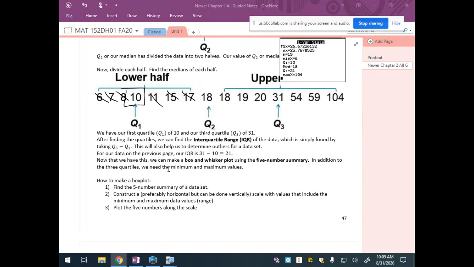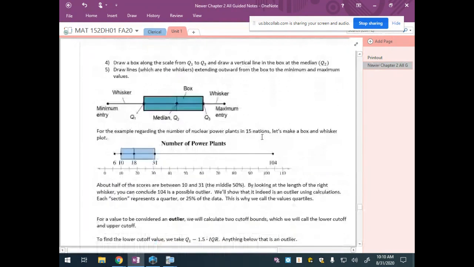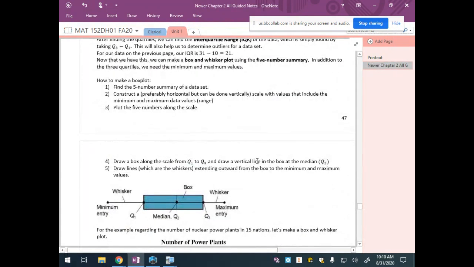So, now that we have our quartiles, and we already know our minimum and maximum values, we now have the 5-number summary. And that's how we're going to make a box and whisker plot. So, how to make a box plot? Real simple. You find the 5-number summary of a data set. So you're going to construct, preferably a horizontal one, but you can do these vertically, a scale of values that include the minimum and maximum data values, which are the range.